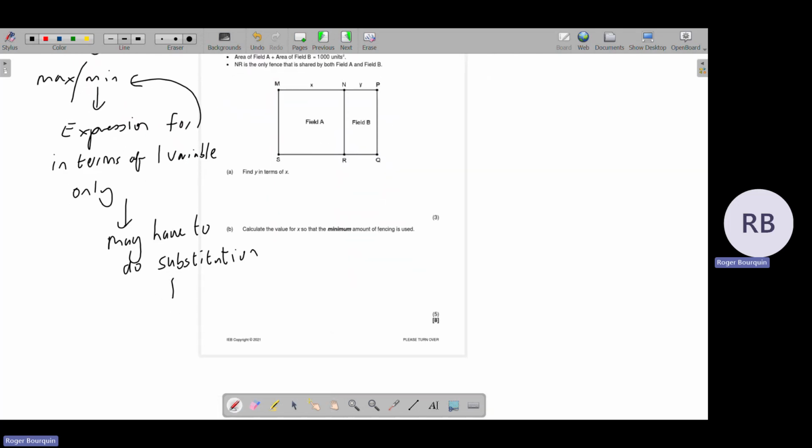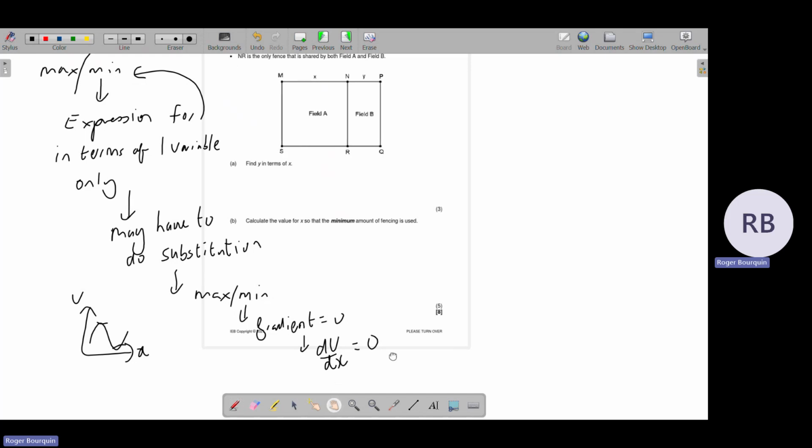Once you've got that equation, think of graphs. If you've got a graph of x against volume, where will maximums and minimums occur? Where the gradient is equal to 0. So maximums or minimums occur when the gradient is equal to 0. In a case like this, it would be where the derivative of volume in terms of x is equal to 0. It's the same principle as a graph, guys.